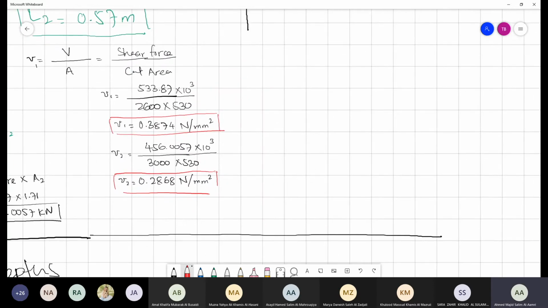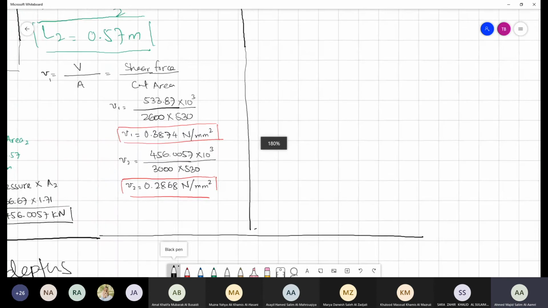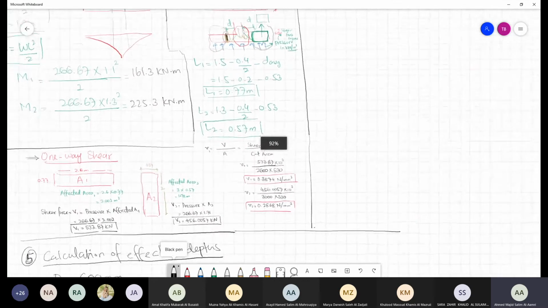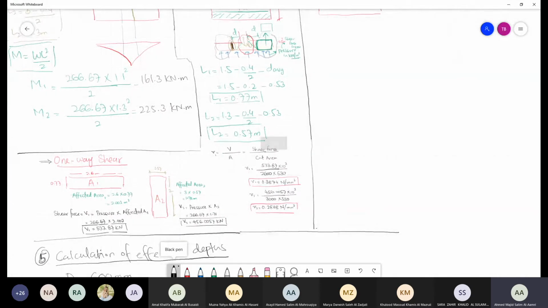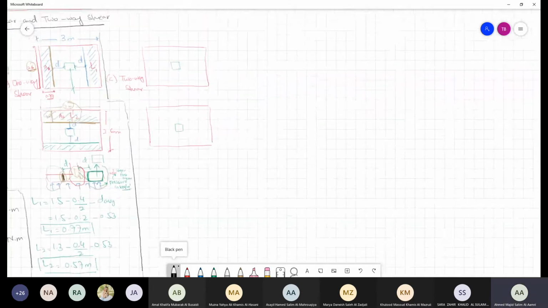Now you can check that we have finished. We have finished calculation of one-way shear. We have finished calculation of bending moment. Remaining is going to be the calculation of two-way shear.